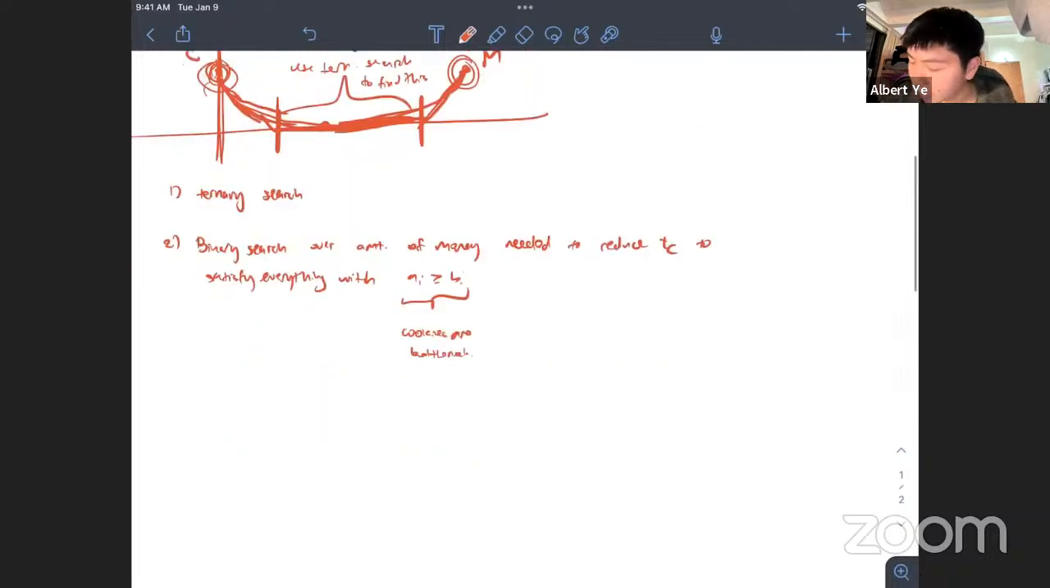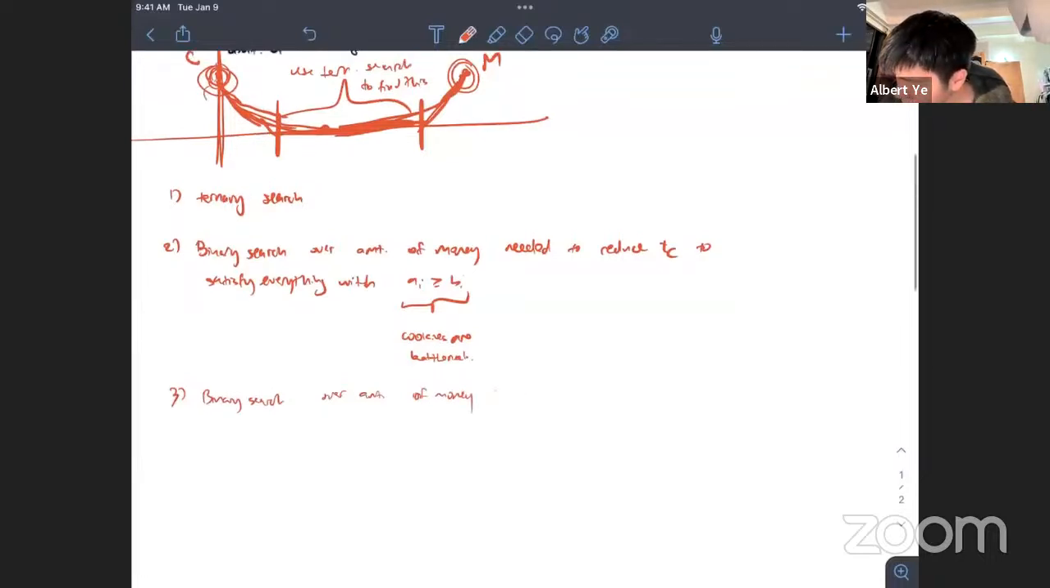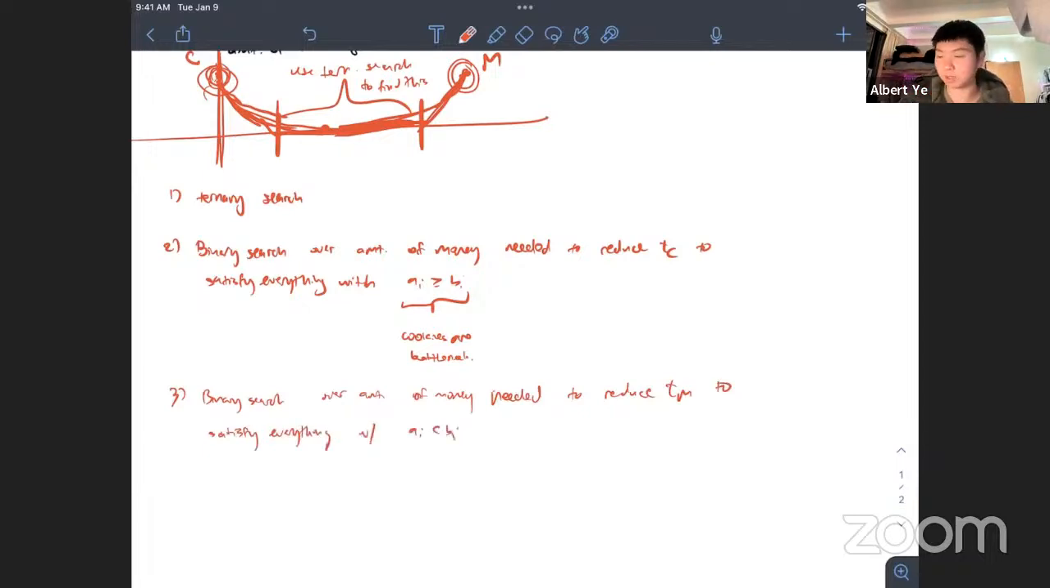And then after this, we can binary search over the amount of money needed to reduce TM to satisfy everything else. So everything with AI less than BI, because in this case, we see that the muffins are the bottleneck.